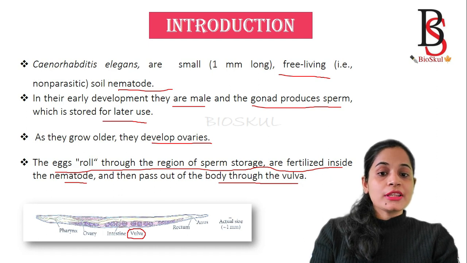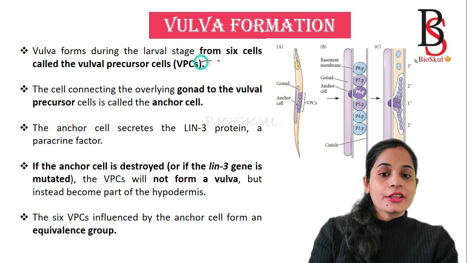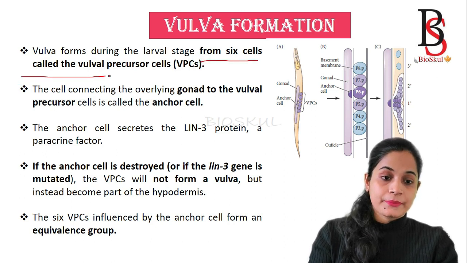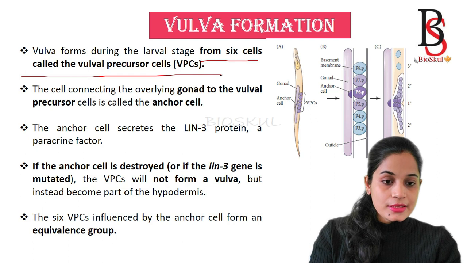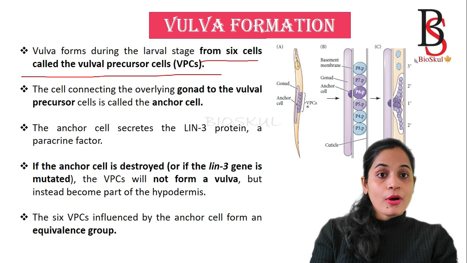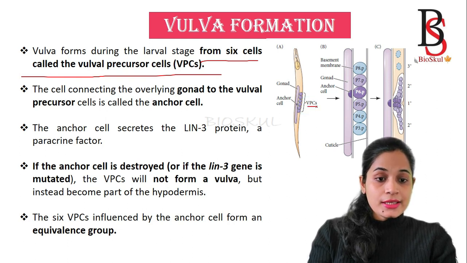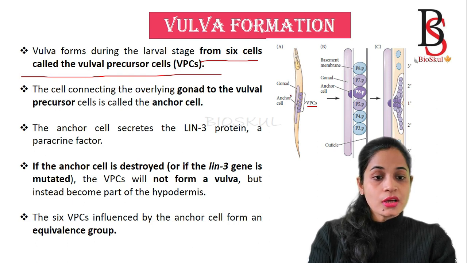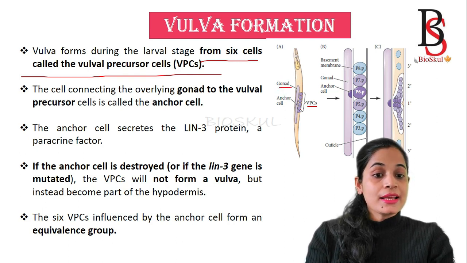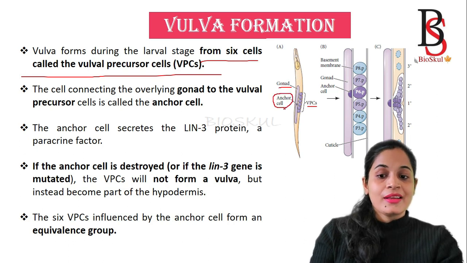The vulva forms during the larval stage from 6 cells. Those cells are called the vulval precursor cells. Okay, so these are the 6 vulval precursor cells. From these vulval precursor cells, the vulva is formed during the larval stage. The cell connecting the overlying gonad to the vulval precursor cells is known as the anchor cell. This anchor cell plays an important role in the formation of the vulva.